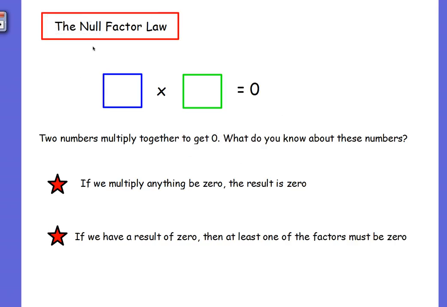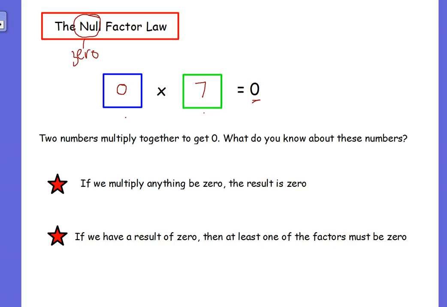In this lesson we're going to look at the null factor law. The word null means zero, so we'll be looking at how a zero factor works in an equation. Basically we know that if you're multiplying two numbers together and you get zero, then one of them has to be zero. If you did 0 times 7, you're going to get 0. In fact, it doesn't matter what you put in here.